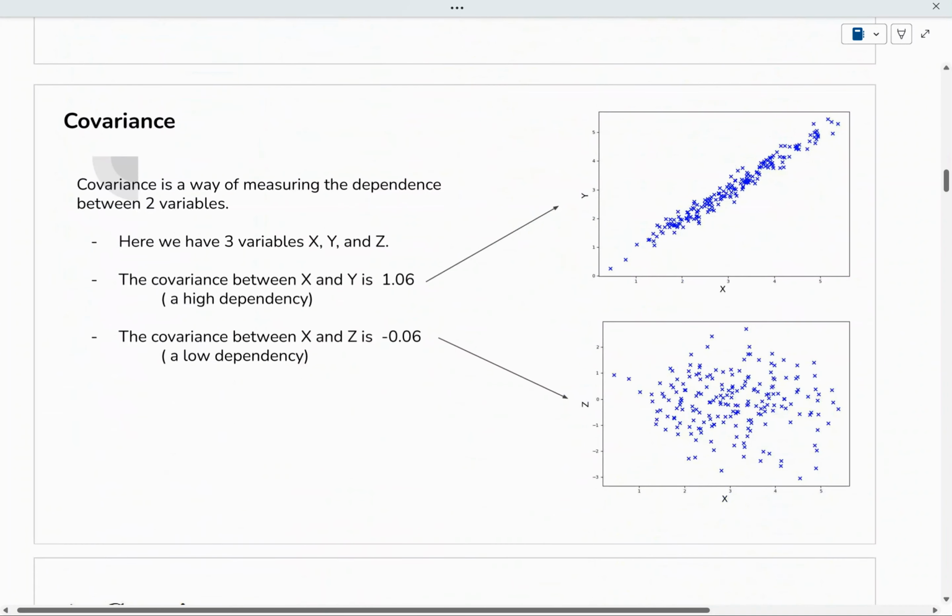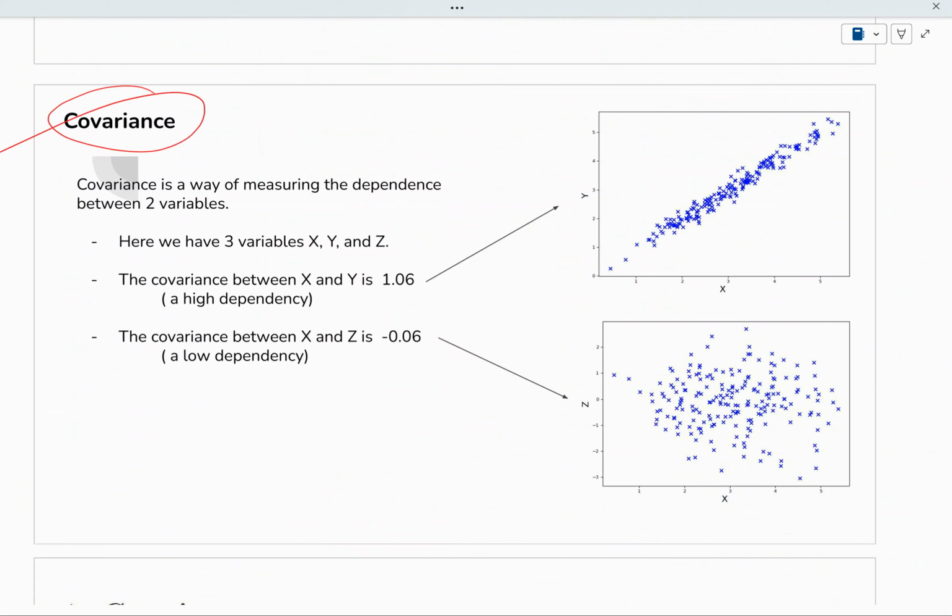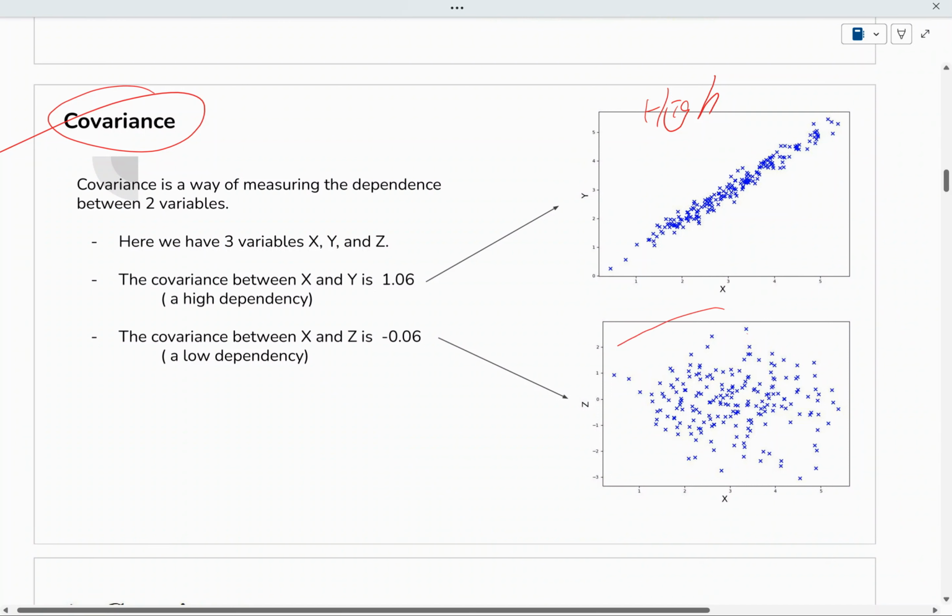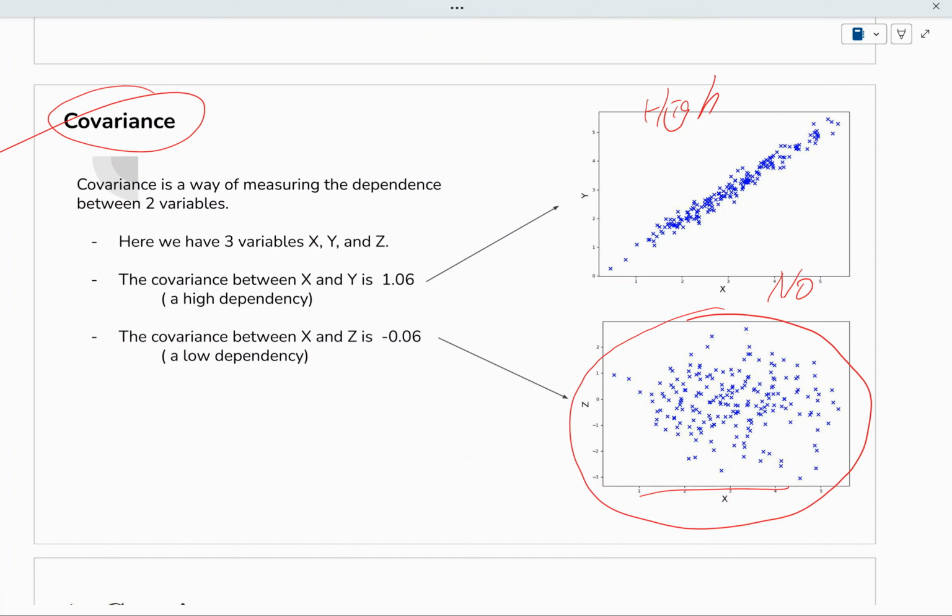All right, a way to measure the dependency between two variables is called covariance. Covariance is a way of measuring dependence. Over here is an example of a high covariance, so high dependency. You see how one goes up, it's very obvious that the other also goes up. And over here is an example of low or no dependency because as one goes up, well, it's all over the place. It doesn't mean it's going to go up. It doesn't mean it's going to go down. So high dependency, no dependency, and covariance is a way of measuring that.